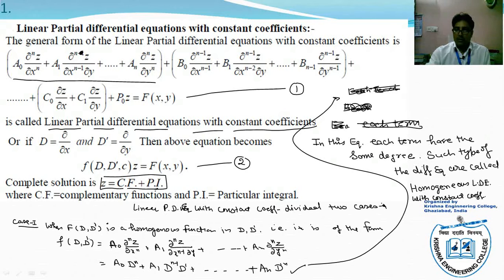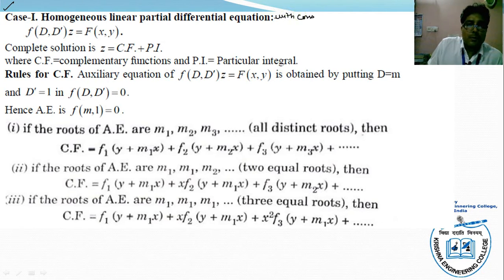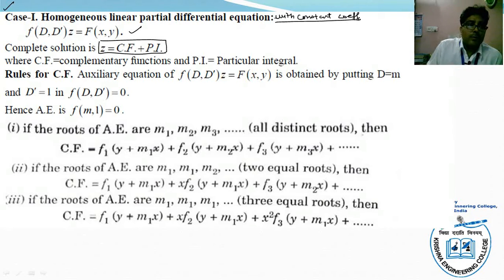We will learn this in detail in this lecture. Because case first is the homogeneous linear partial differential equation with constant coefficient, right? So this is of the form f of D, D dash z is equal to f of x y. So the complete solution in this case is z is equal to CF plus PI. Clear? Z is equal to CF plus PI, where CF is the complementary function and PI is the particular integral.